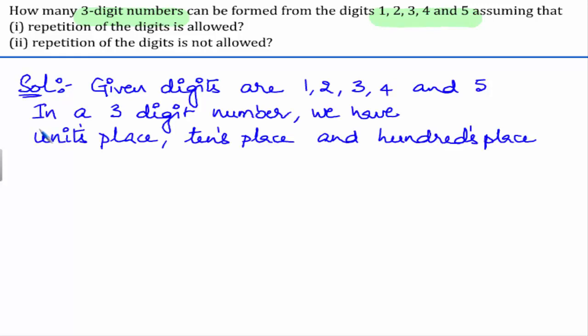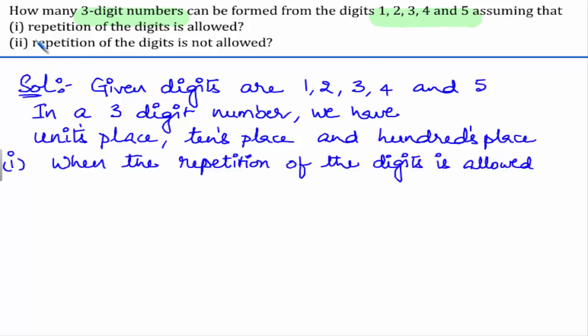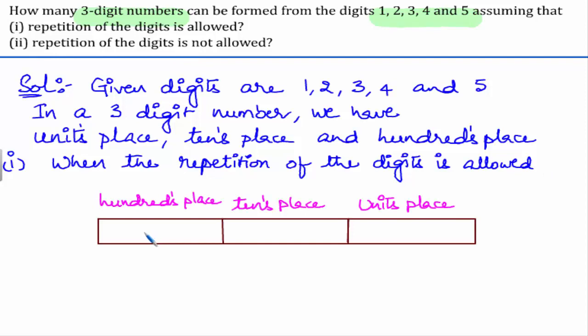We know that in a 3-digit number we have units place, tens place and hundreds place. In our first part of the problem, it is given that repetition of the digits is allowed. When the repetition of the digits is allowed, the hundreds place can be filled with 1 or 2 or 3 or 4 or 5. Therefore, hundreds place can be filled in 5 ways.